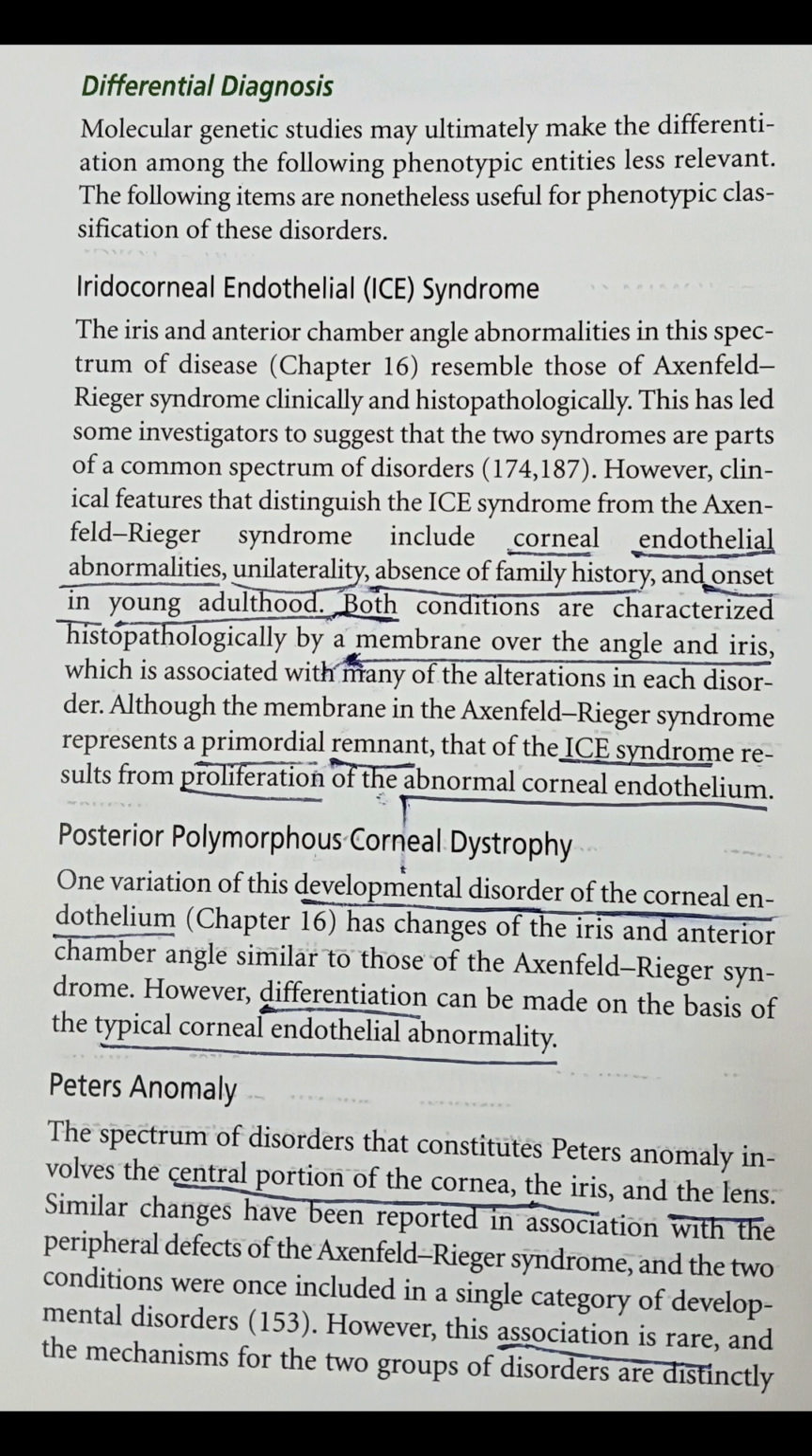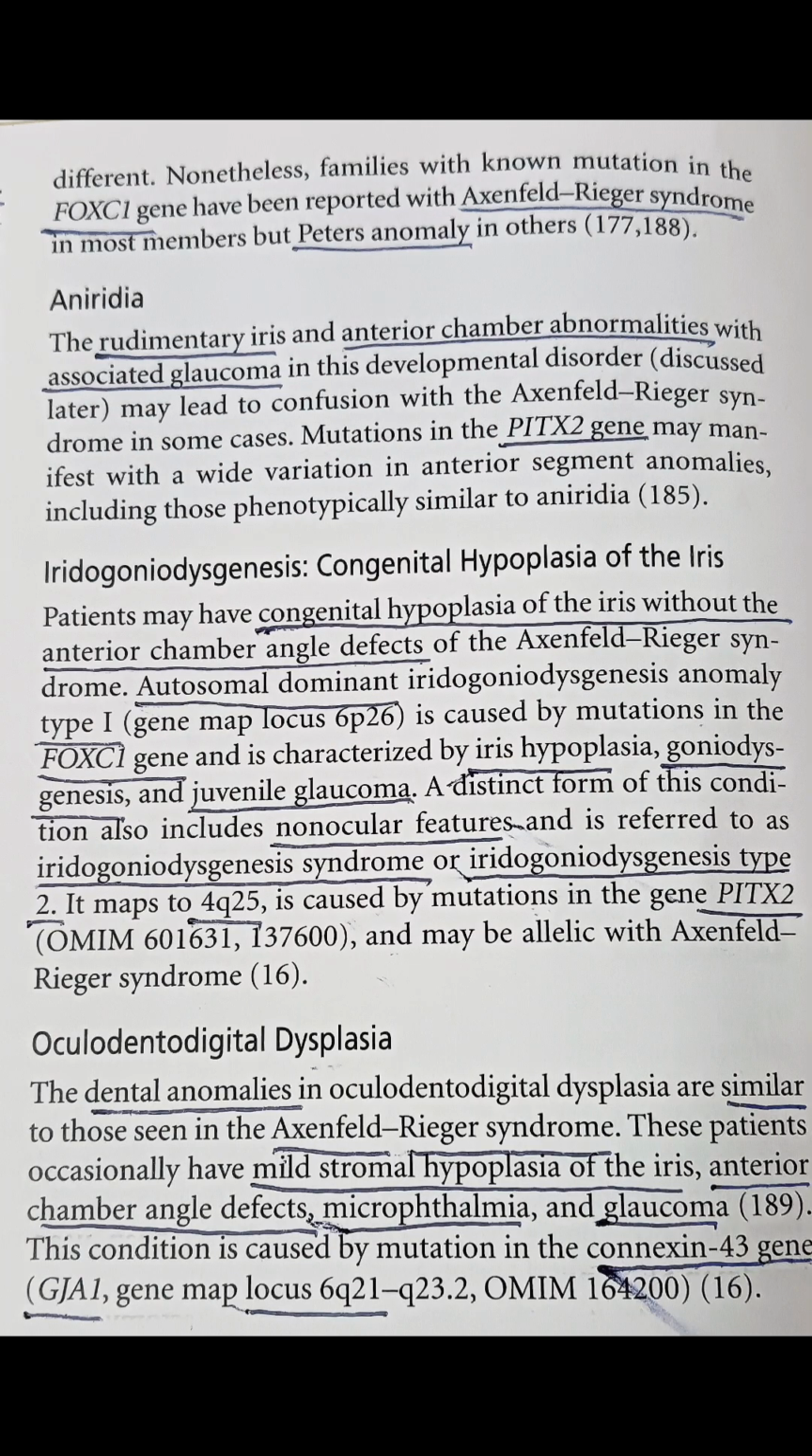Third differential diagnosis of Axenfeld-Rieger syndrome is Peters anomaly. The spectrum of disorders that constitutes Peters anomaly involves the central portion of the cornea, the iris, and the lens. Similar changes have been reported in association with the peripheral defects of the Axenfeld-Rieger syndrome, and the two conditions were once included in a single category of developmental disorders. However, this association is rare, and the mechanisms for the two groups of disorders are distinctly different. Nonetheless, families with known mutation in the FOXC1 gene have been reported with Axenfeld-Rieger syndrome in most members but Peters anomaly in others.